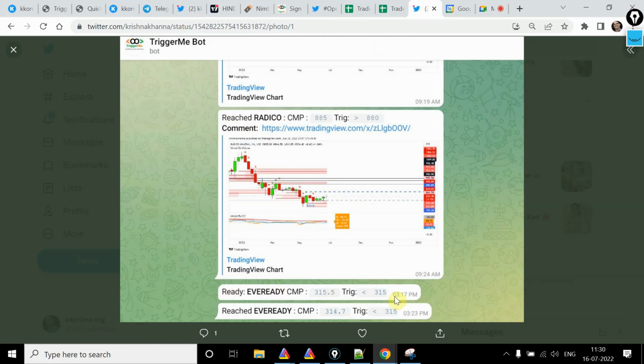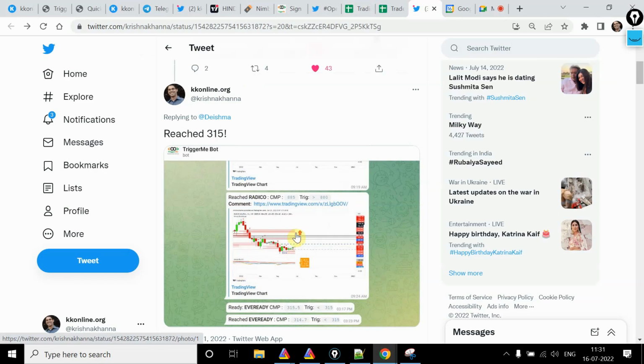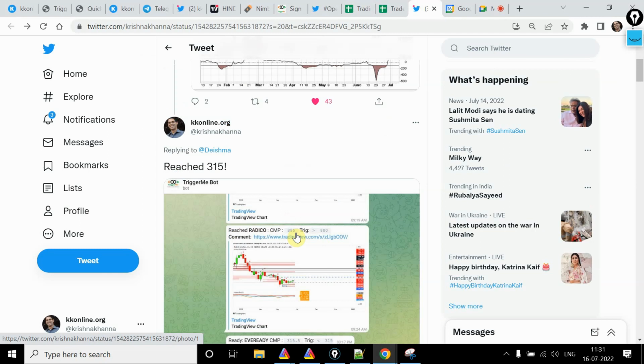Similarly, I got the ready alert at 3:17 p.m. that it has crossed below 315 because that was the level I had put. And at 323, I got another alert that it has actually reached below the triggered level. So this was a ready alert, and after that I had approximately 5 or 6 minutes before it actually went below the main level. So the ready alert keeps me on my toes to be ready with the broker terminal to set that alert. So this happened on 1st of July, but this could have also happened on 5th of July or maybe sometime later.